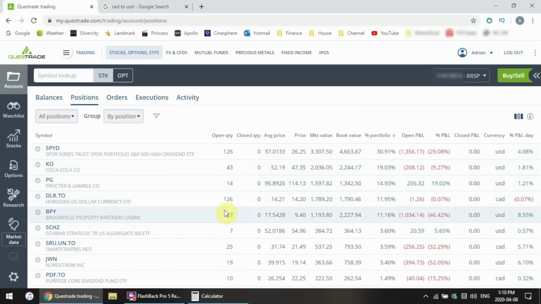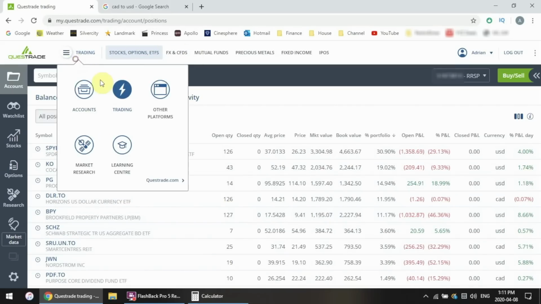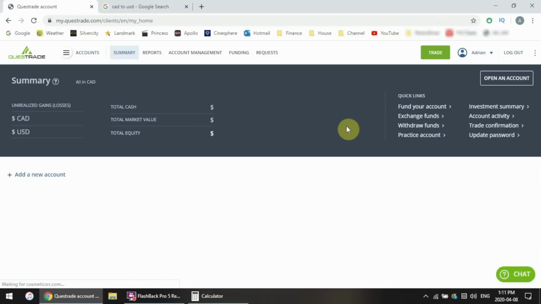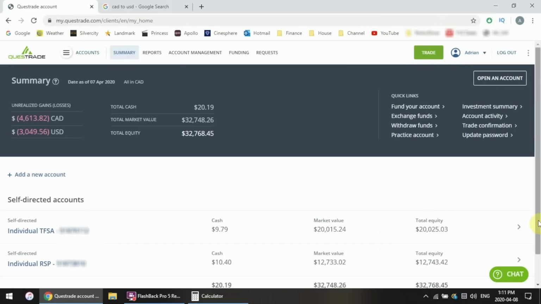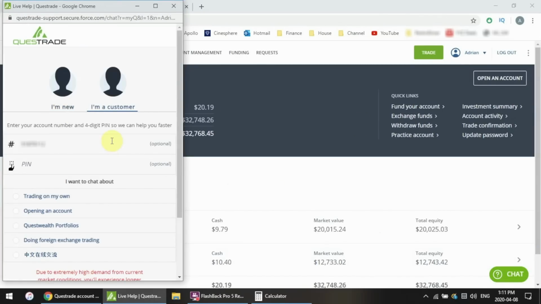Now I have to convert or journal over these Canadian ETFs into shares of the US ETF DLR.U.TO. To do this, I can either call Questrade support or I could just send them a chat message. So to do that, click on accounts and then click on the green chat button at the bottom right. You can enter your credentials like your account number if you want, it might speed things up. Click trading on my own and then start the chat.